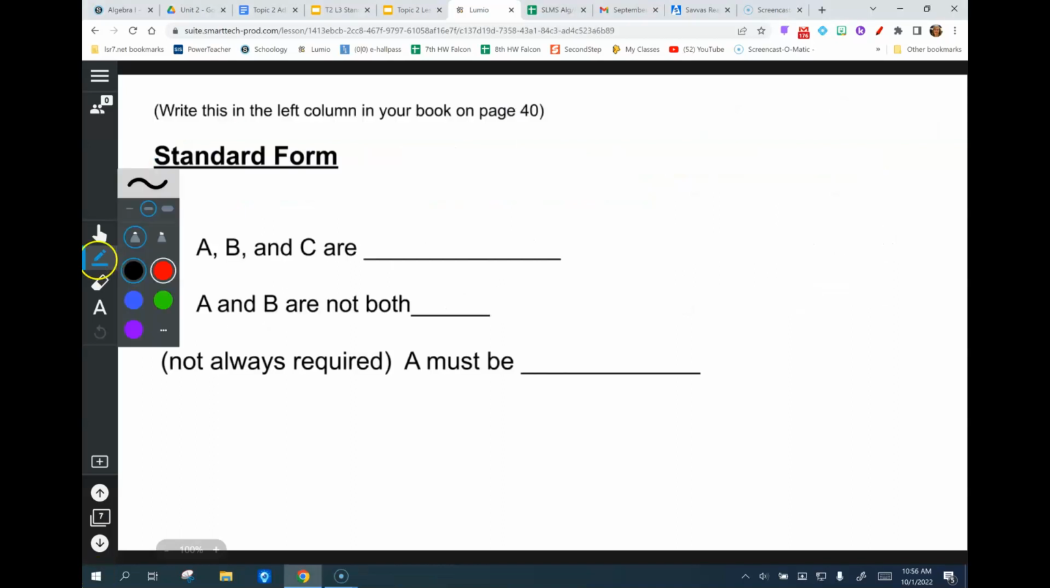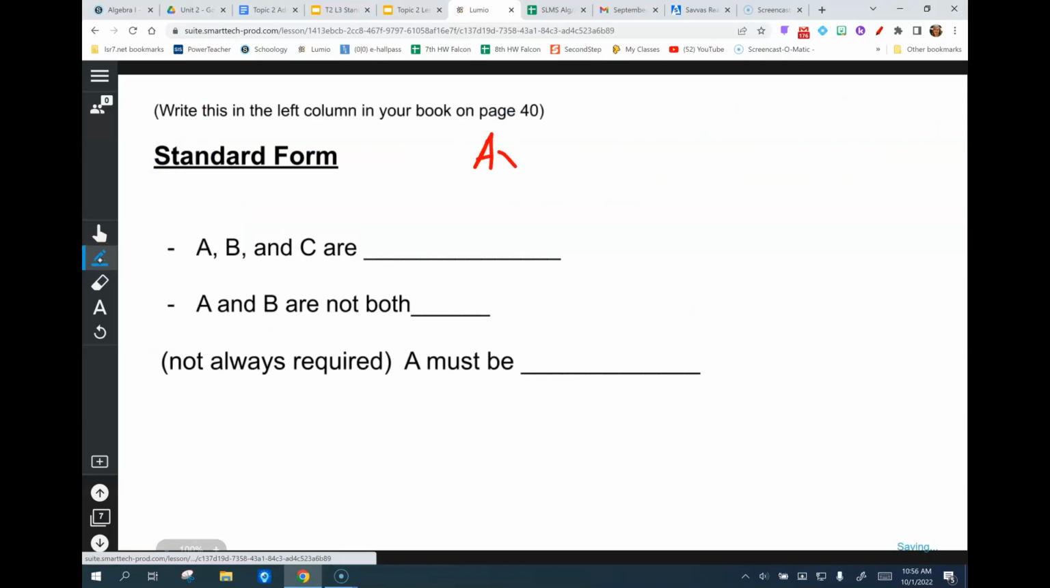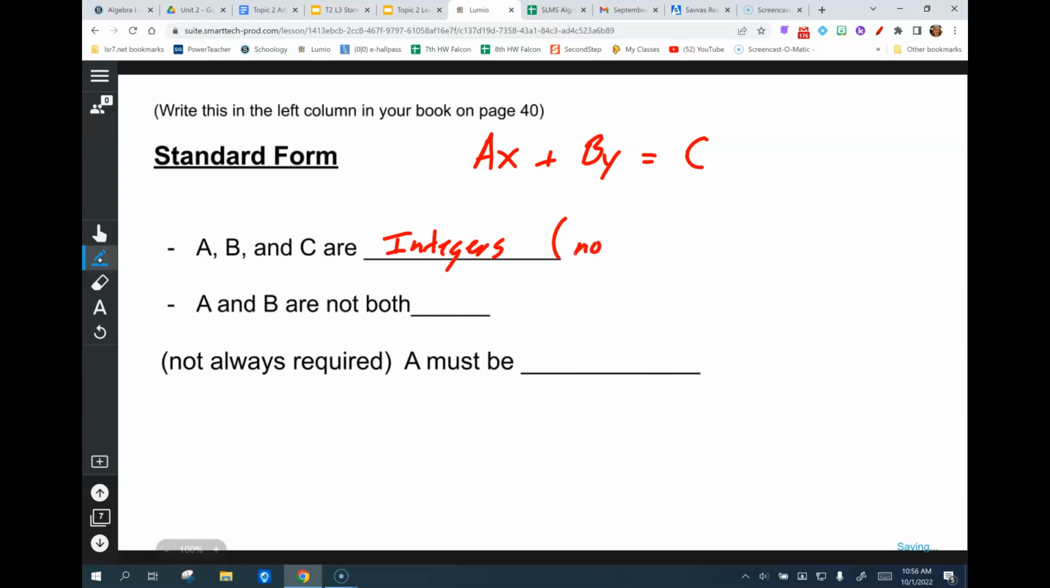So let's talk standard form. What is standard form? Standard form looks like this: capital A x plus capital B y is equal to capital C. And yes, it does make a difference. When you're indicating standard form, you want capital A, capital B, and capital C. What you need to understand is that A, B, and C are all integers. We learned about integers last chapter. Remember, integers are no decimals, no fractions.